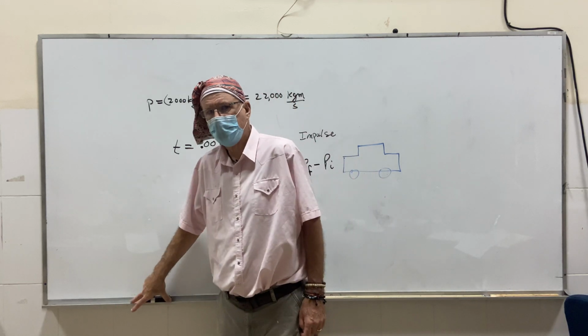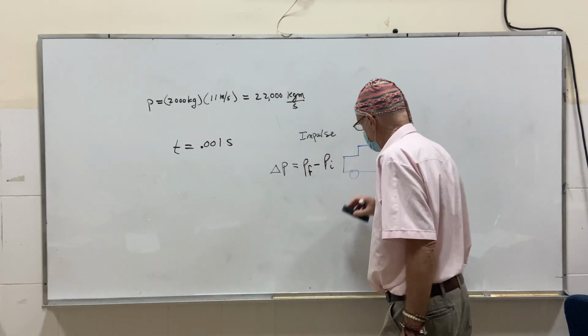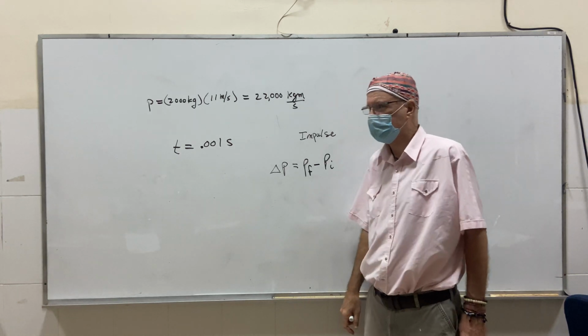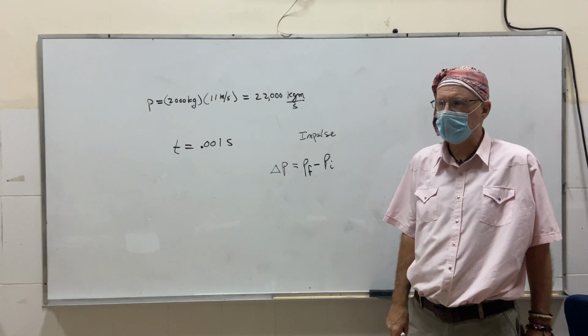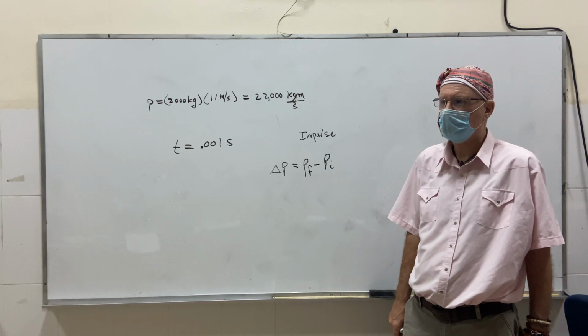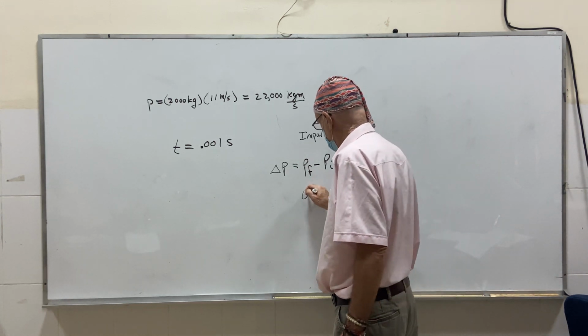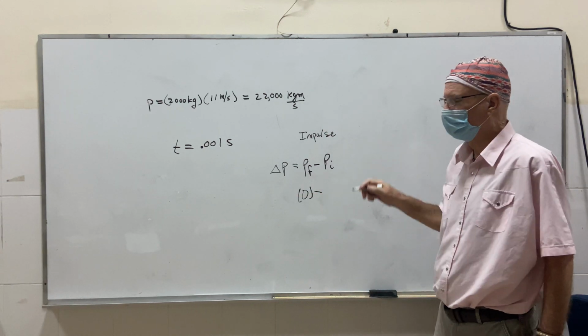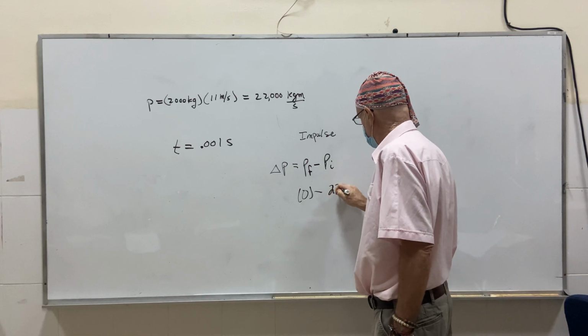So, what's the final momentum of the car? Negative 22,000. No, I didn't ask you that, dude. You're giving me the answer. I don't want the answer. I simply asked you a very specific question. What is the final momentum of that car? 0. Good. Excellent. What was the initial momentum of the car? 22,000.